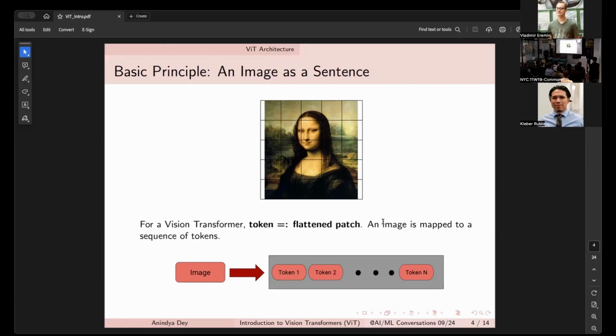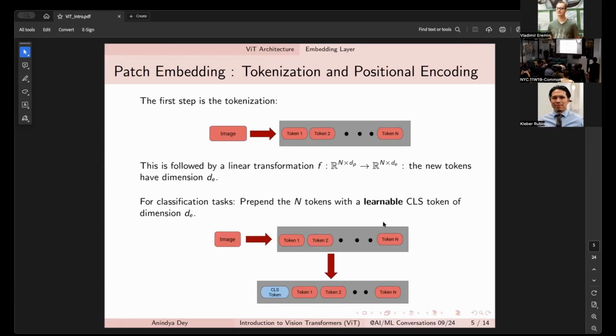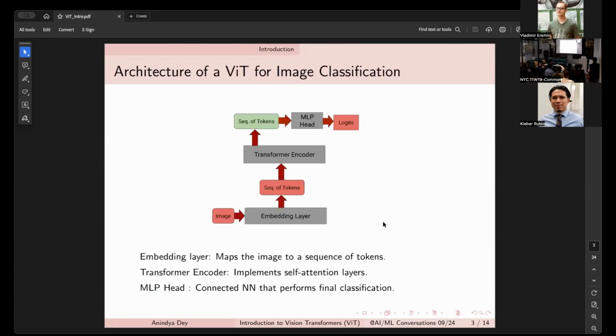Okay. So the point is that for a vision transformer, a token is equal to a flattened patch. That's what a token means. In other words, a word for an image is a flattened patch. In this sense, you can have an image mapped to a sequence of tokens. Now, what does the embedding do? Given that, I can go back to this picture and try to understand what the embedding layer does. I'll go sequentially: first the embedding layer, then the transformer encoder, and then the NLP.